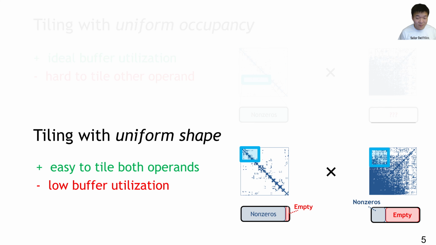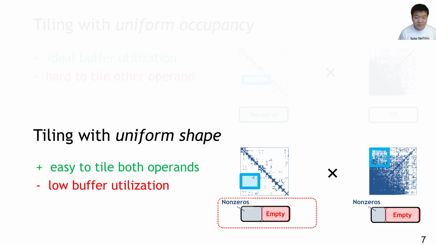An alternative is to build tiles with uniform shape, so that each tile operates on a predictable portion of data, and tiling both operands together is easy. However, occupancy between tiles in the tensor can vary significantly, and this leads to low average buffer utilization. Previous tiling approaches assume that every tile must fit in the buffer, and this leads to problems.